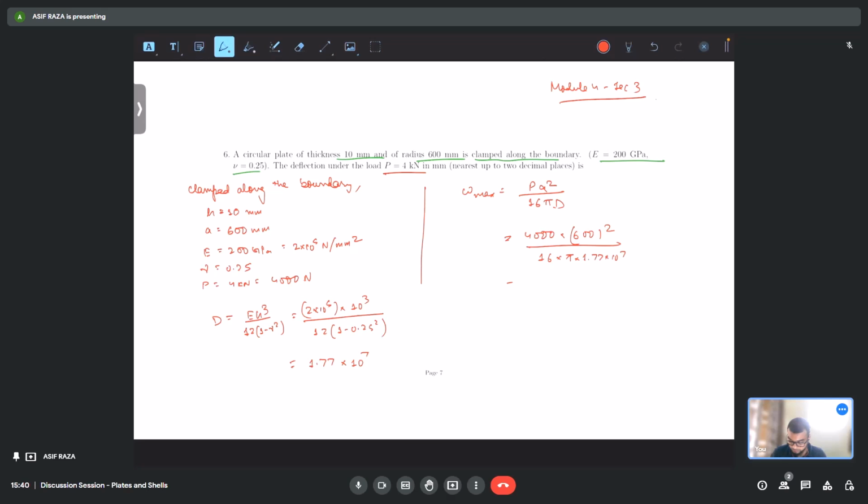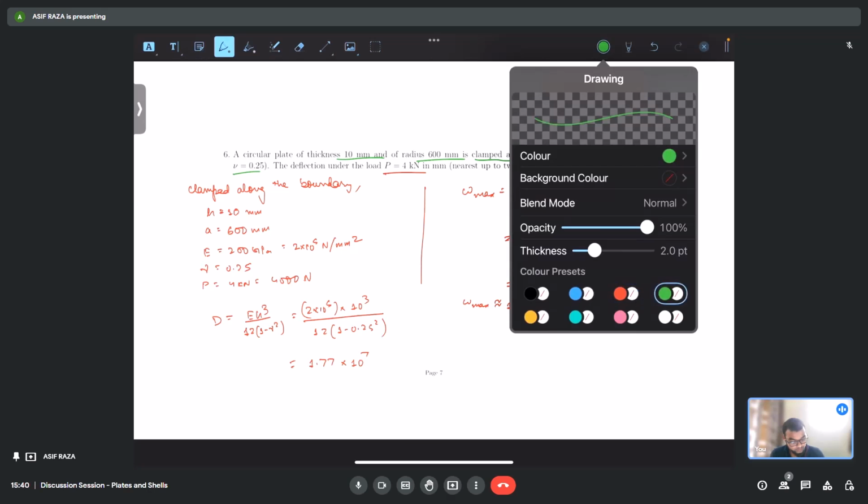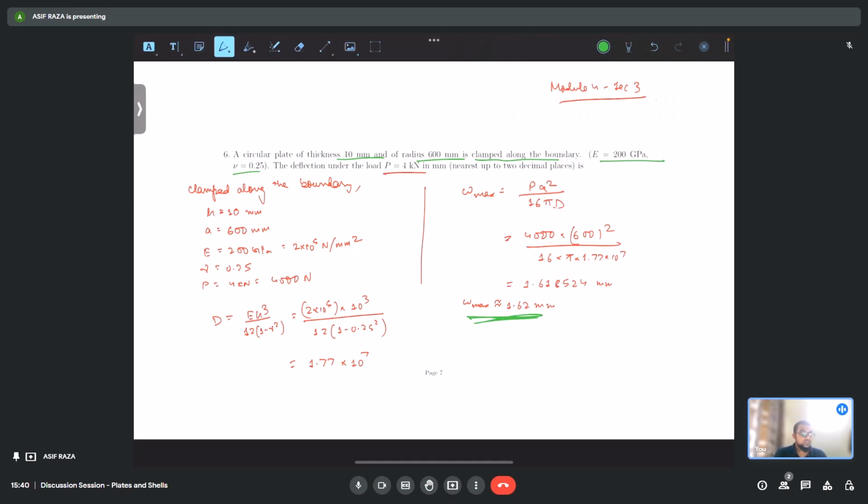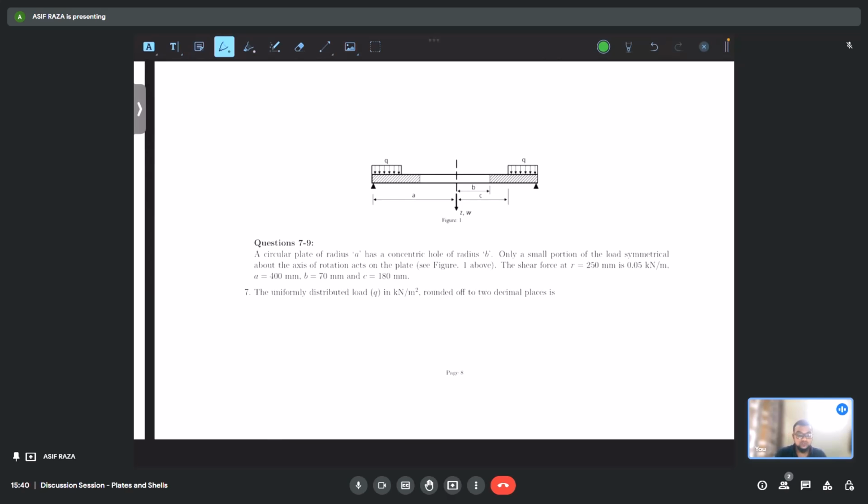4600, and this comes out to be 1.618524 mm. So to the nearest two decimal places, it can be reduced to 1.62 mm. So this is my answer. Okay, so the next question.